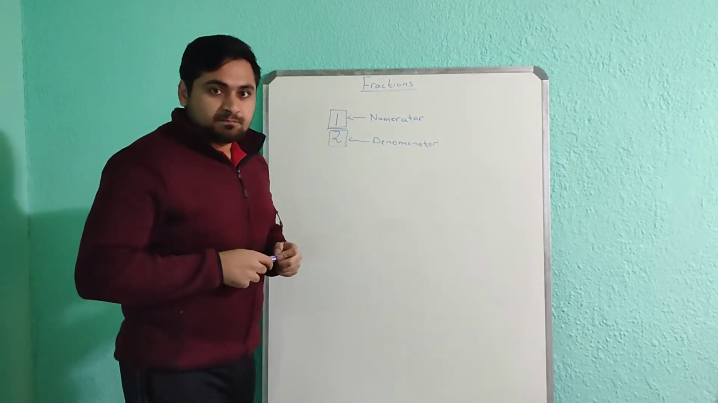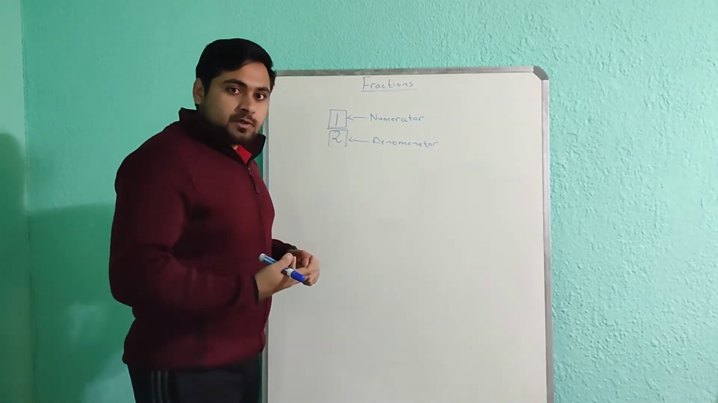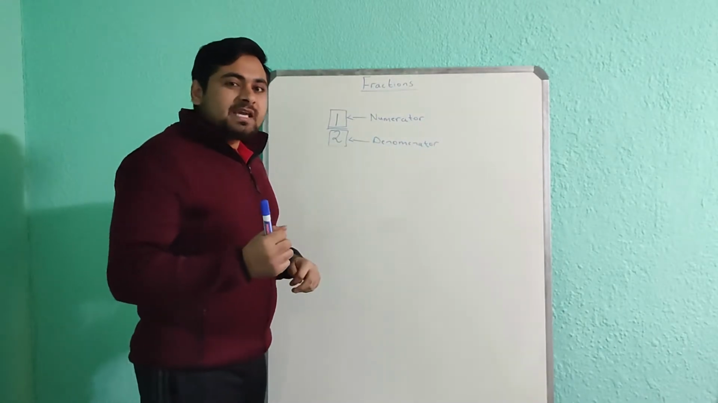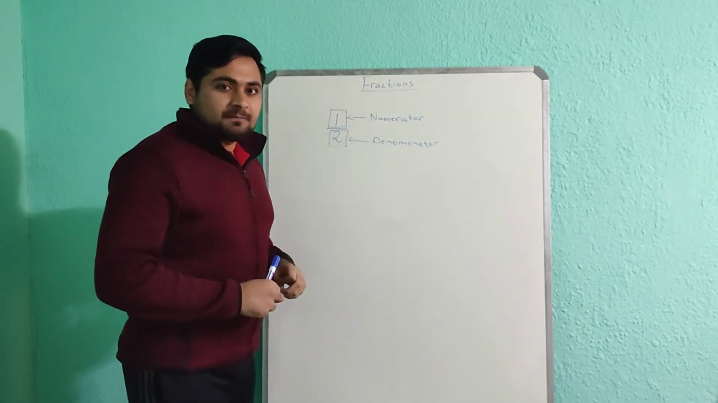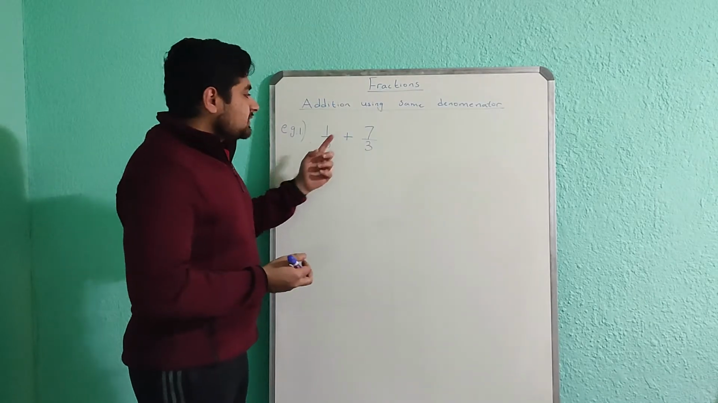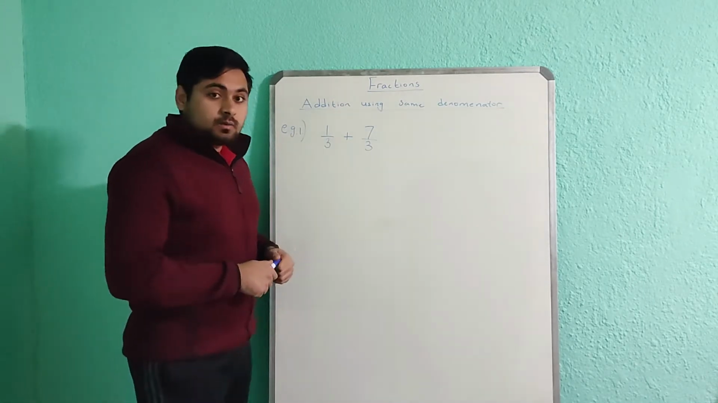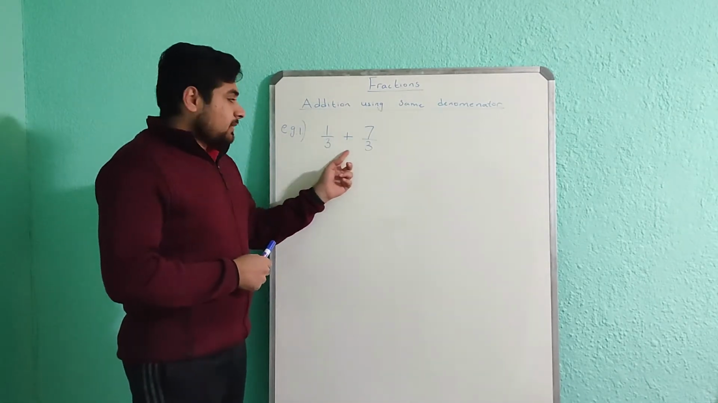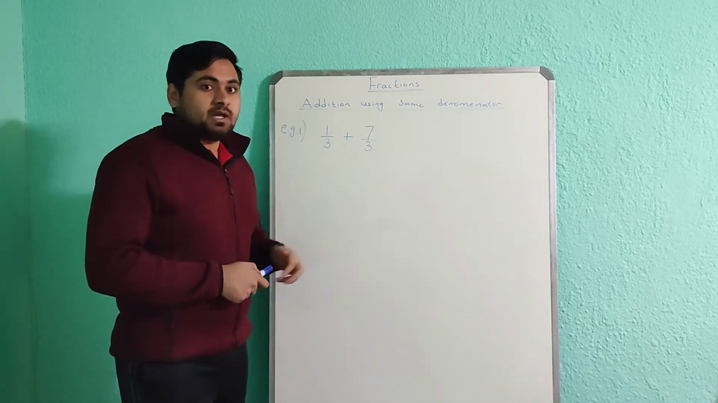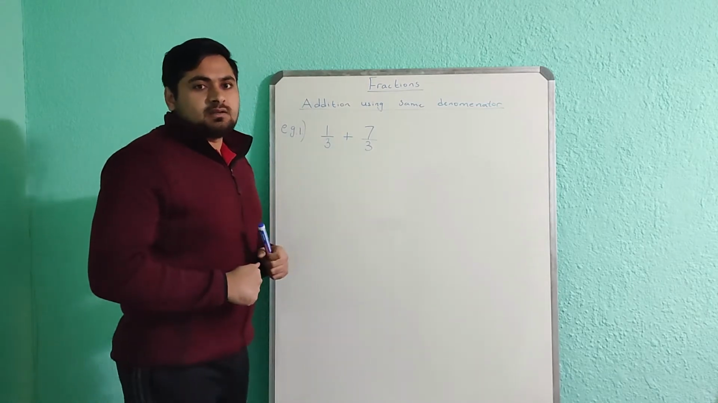It's very important for you to know which one is called the numerator and denominator, because throughout the video I'll be using the words numerator and denominator. So let's begin with the addition of fractions with the same denominator. What do I mean when I say fractions with same denominators? If you look at this example, we've got 1 over 3 plus 7 over 3. Both the fractions have the same denominators, right? 3 and 3. So what do we do in this case?